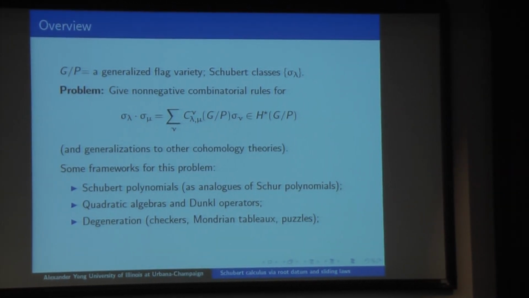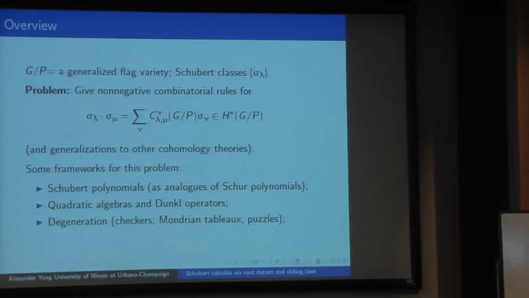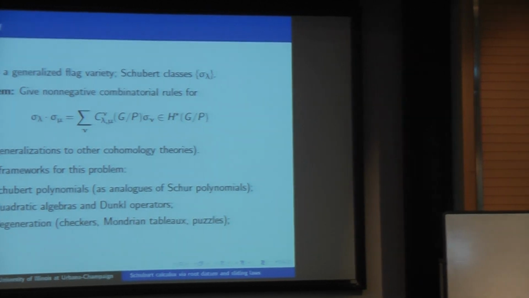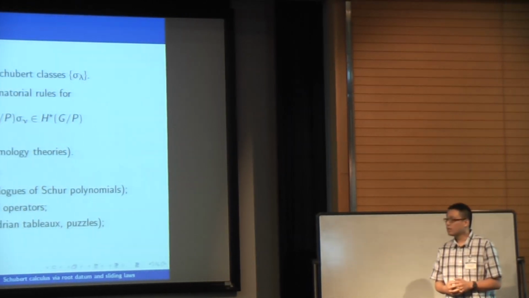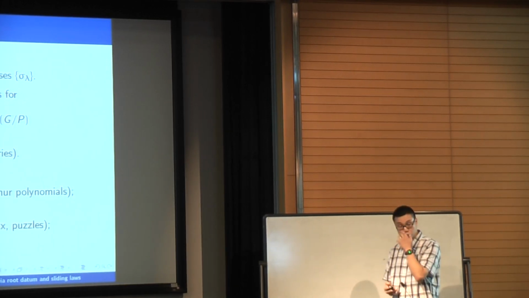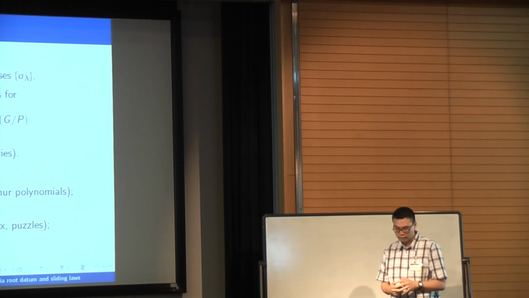Now, I want to emphasize at the beginning that I'm at the very back end of a long line of people who work on this problem, and I'll try to name as many as I can, but if I forget anyone, it's really unintentional. So this positivity problem, giving a positive rule, has had a bunch of frameworks. There are many ways to calculate these numbers with signs, and fewer ways to calculate them without signs, and I just want to name three of them that at least came to mind.